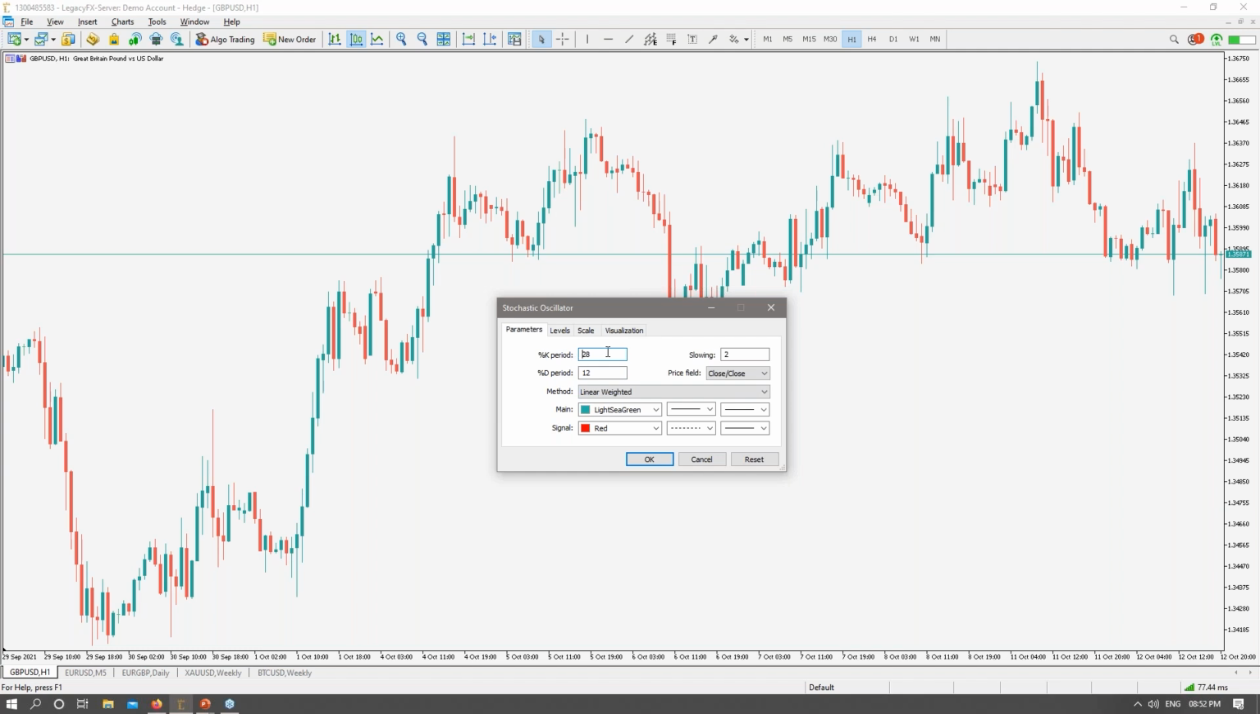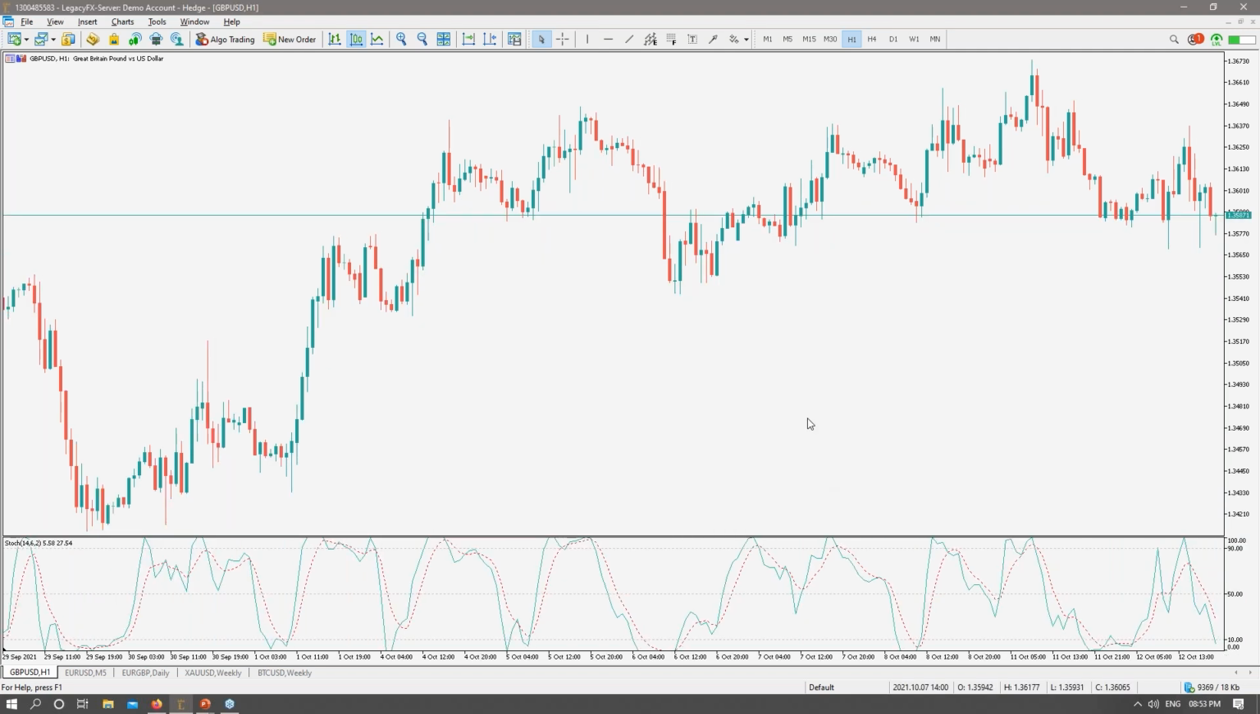Now that's more relevant for those that do CFDs, like stock, or it would also be relevant for exotic pairs, where you have a lot more volatility and a lot of different movements at the same time. So you generally want to slow things down a little bit and have a little bit of a bigger picture there. And the method is linear weighted.